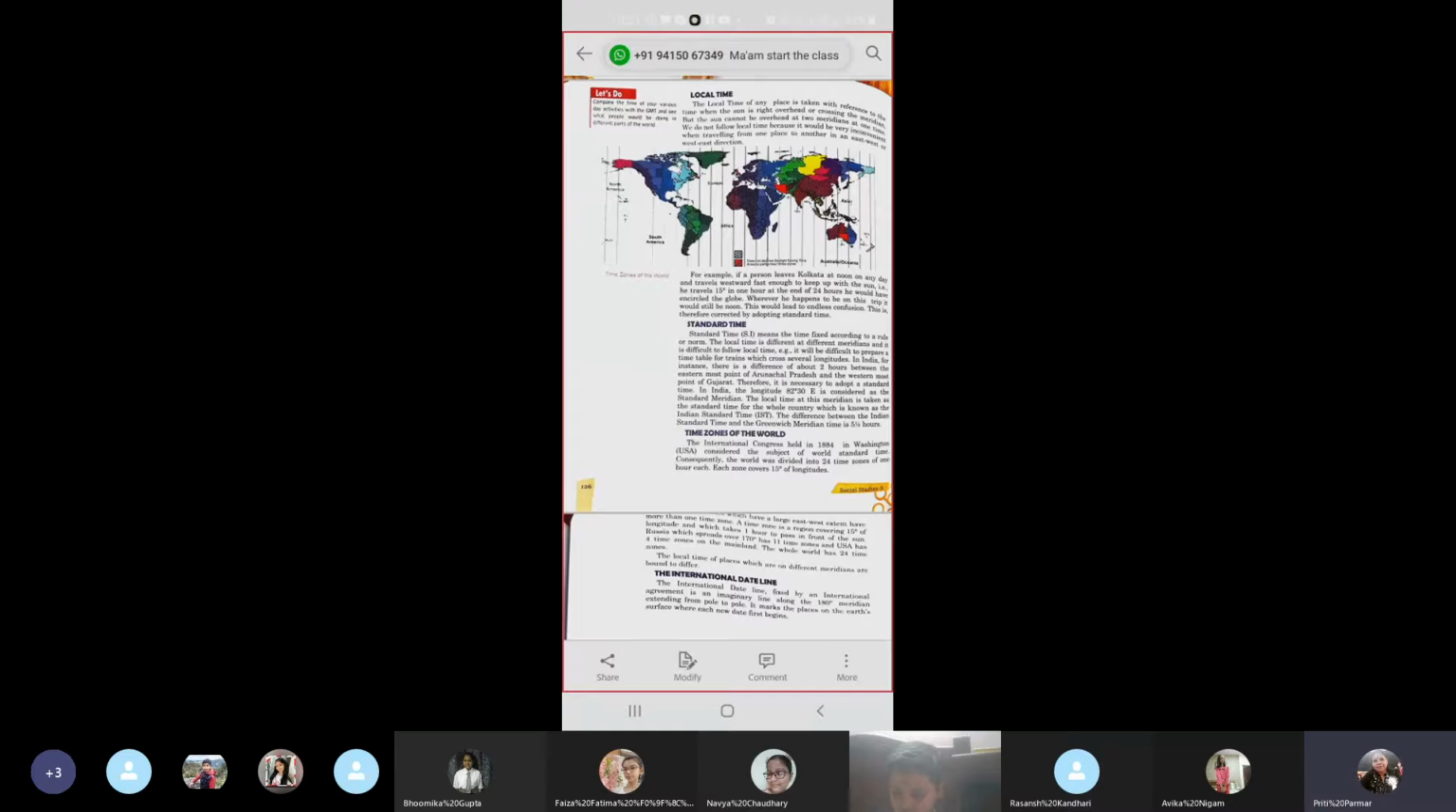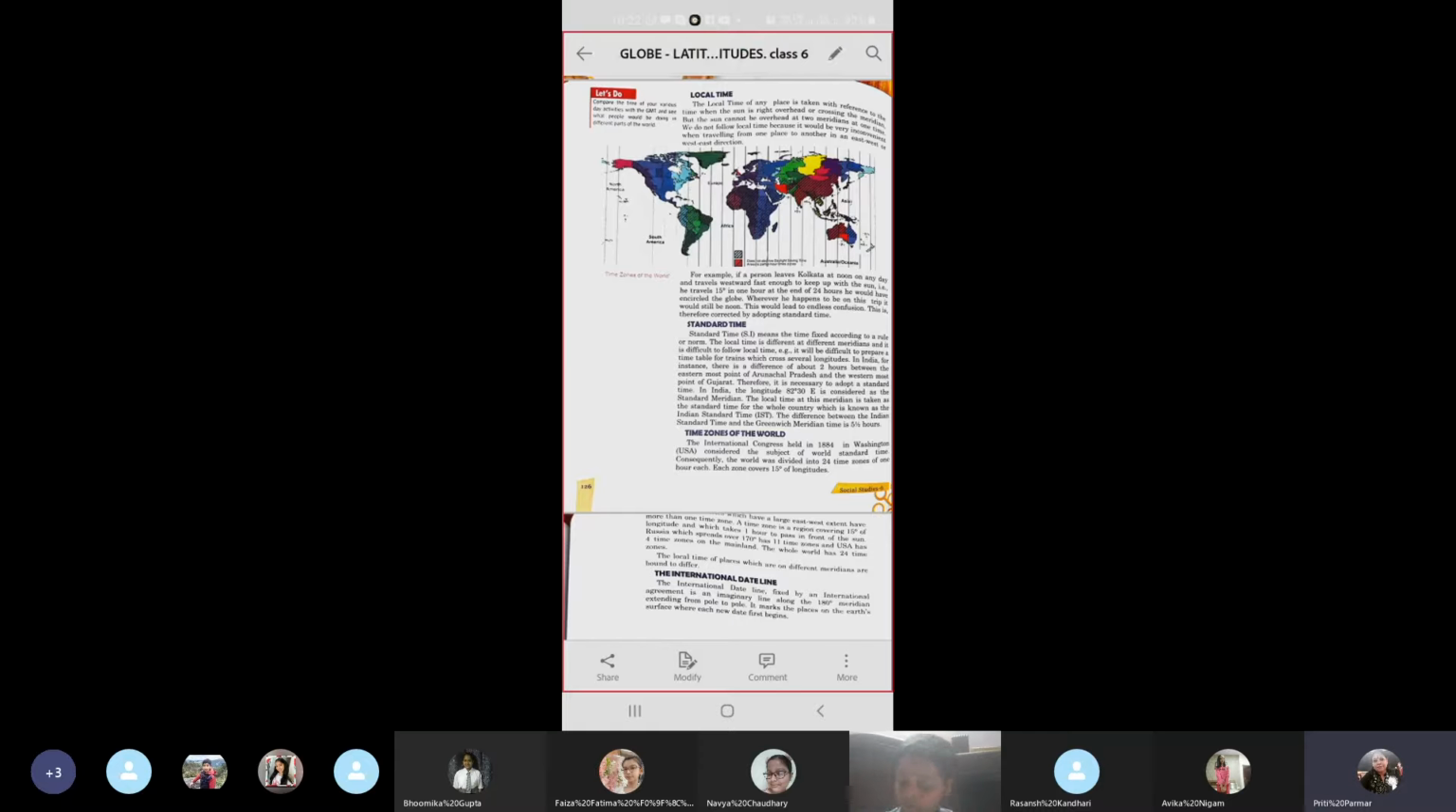Now, as the word itself tells you, local time means the time of that place. That means whatever time that particular meridian is showing while facing the sun is the local time. Local time differs for each meridian. This meridian and the next meridian, which is 1 degree away, will have a difference of 4 minutes. So local time would differ.